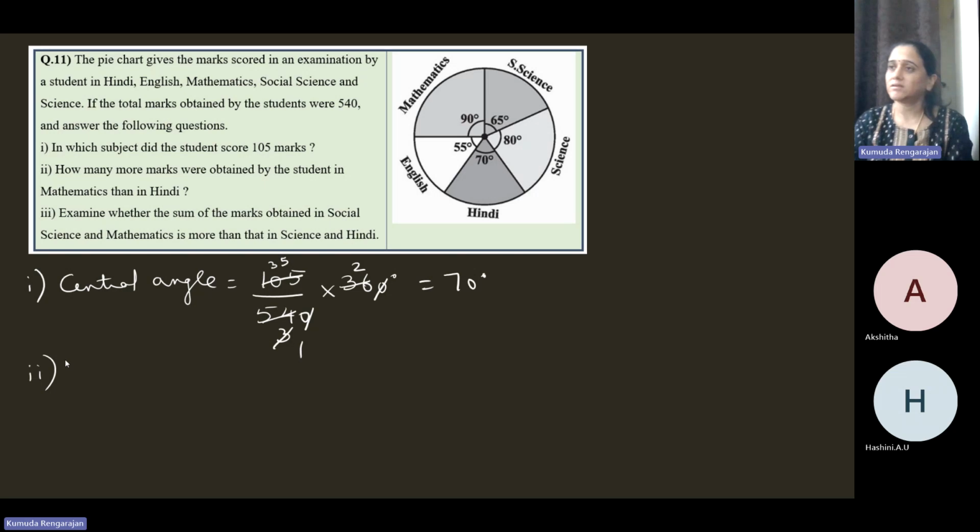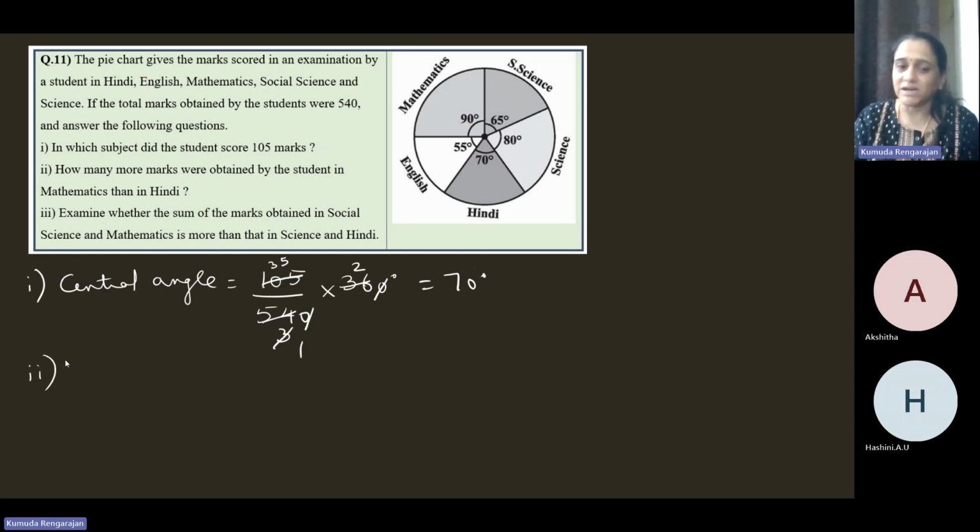What have I done here? What is the question? Some subject the student has scored 105 marks, whatever girl or boy. Which is that subject? How do we know which subject? There are angles like 55 degrees, 75 degrees, so we can tell the subjects. So what I do is find the central angle for these 105 marks. Then with that central angle we can tell the subject.